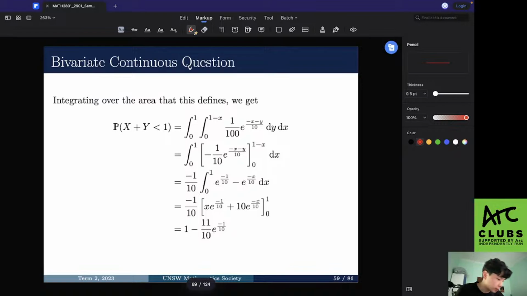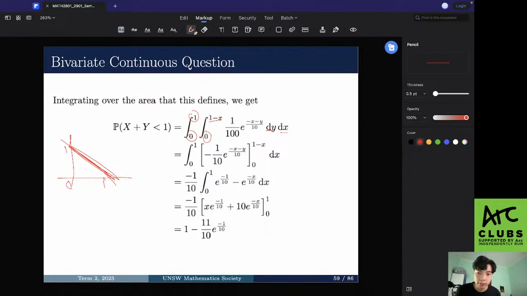So this is what we've done. We've taken our area right here, and we've said, hey, our y values range all the way from 0 to this line right here, right? So that's why our bounds for dy are 0 to 1 minus x, since we never go past 1 minus x. And then our x values are ranging from 0 to 1. So we integrate with respect to dx from 0 to 1.